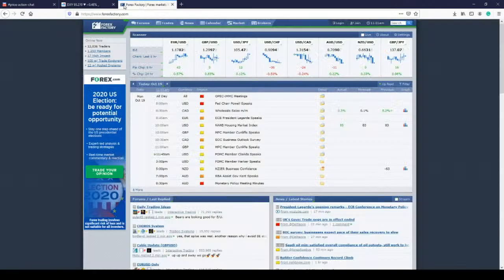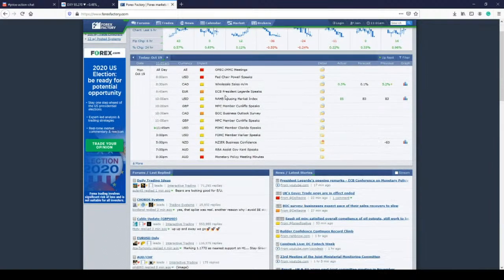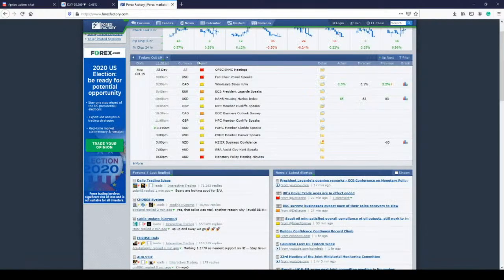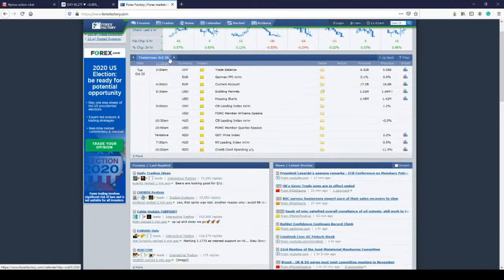Very surprising. If you look at today's events, we have the OPEC meeting, so if you're trading oil, watch out for that. Powell spoke at 8 a.m., but this move happened way before then. This move happened at 3 a.m. London. And then ECB, Lagarde, some of that sprinkled in. Monetary policy is going to be a main factor this week.